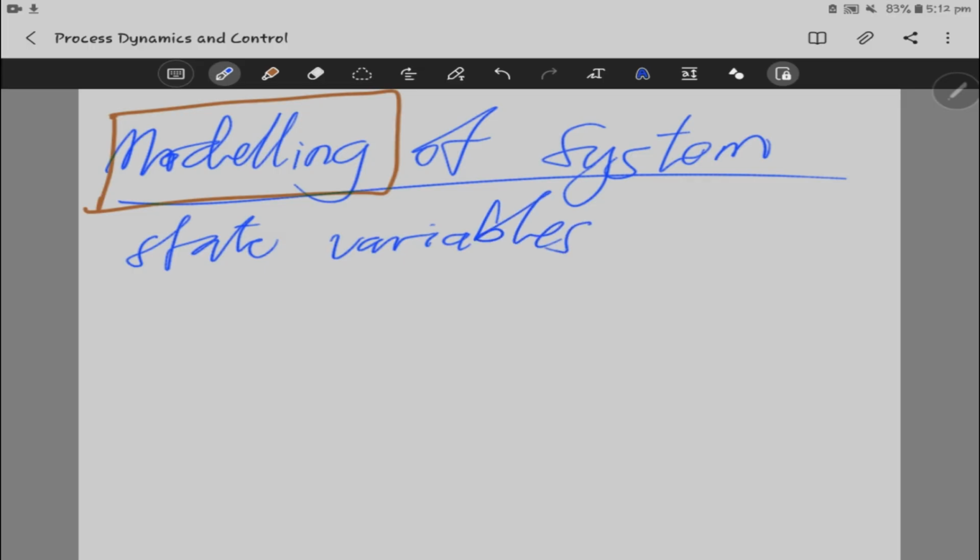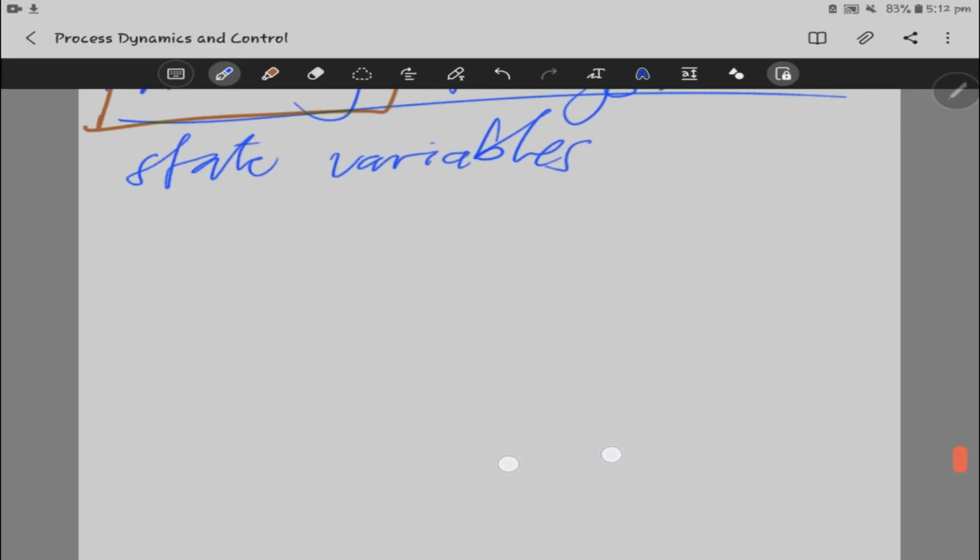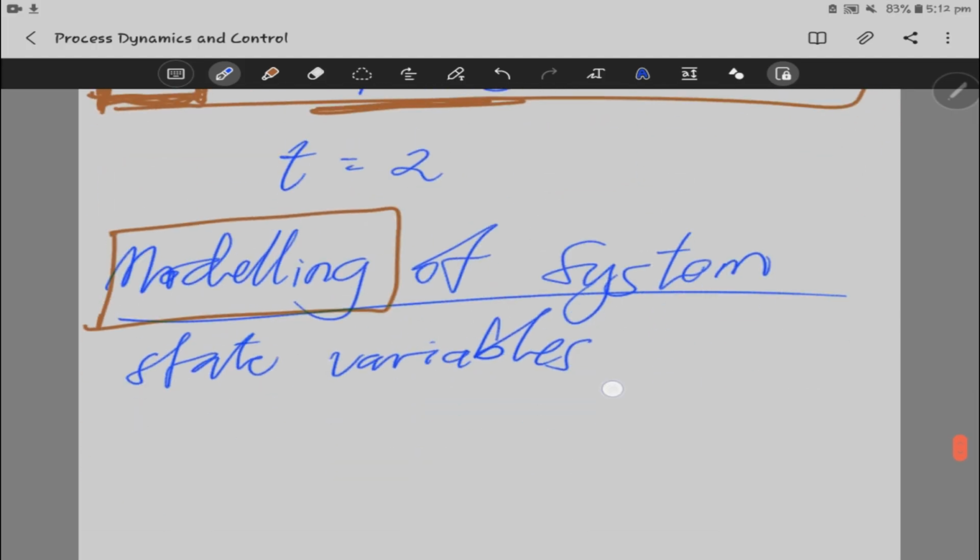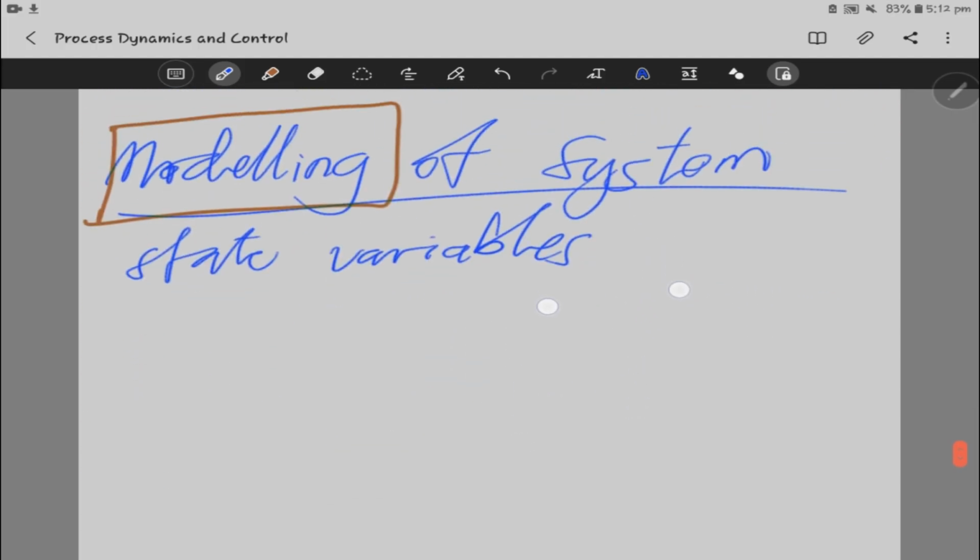So in the continuously stirred tank reactor system that we have, for instance, some of the state variables will be something like temperature, and then we could have height, and we have concentration, depending on the system. So these are the variables that are needed to fully describe the current state of the system.